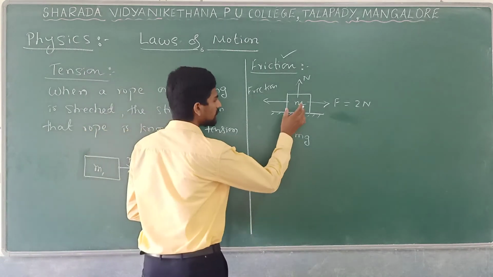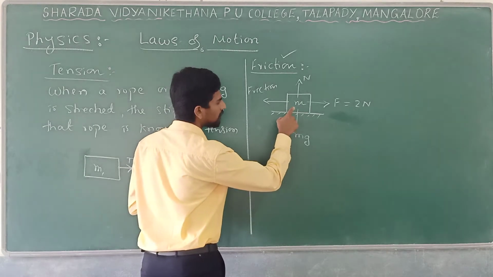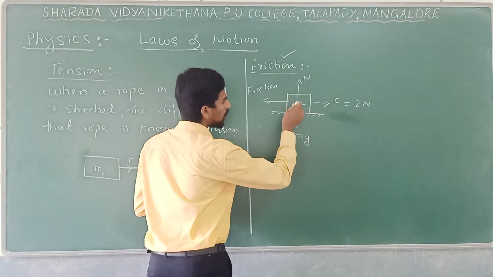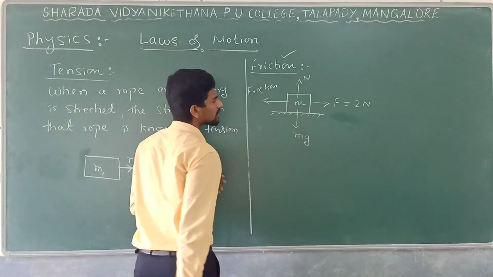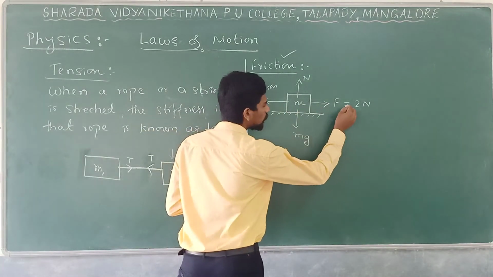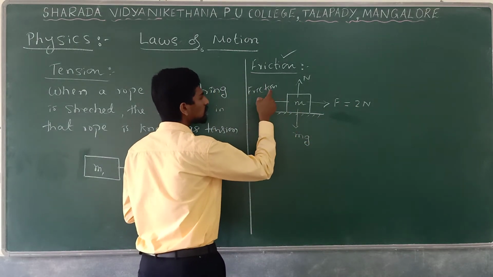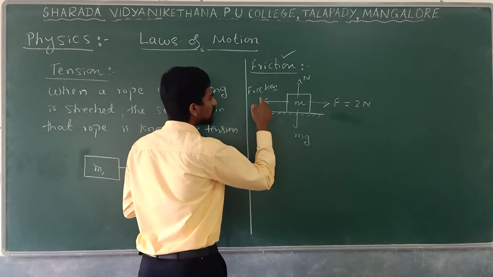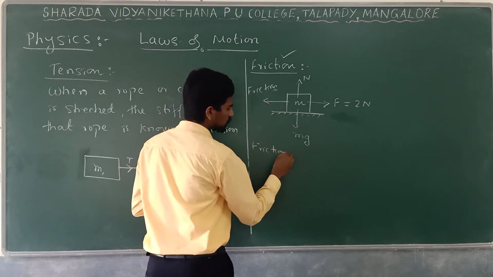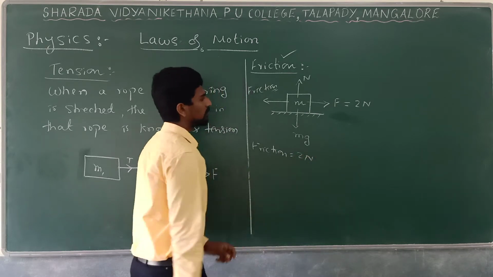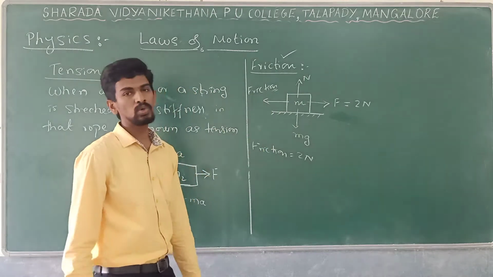Now here, this body is not moving. You can make out from the diagram that it is not moving. So the upward force is cancelled by mg. In the positive x direction, a force of 2 Newton is there, and it should be cancelled by a force in the opposite direction. What is there in the opposite direction? Friction. So what is the value of friction here? The frictional force should be equal to 2 Newton, because the body is not moving, so this 2 Newton is cancelled by that 2 Newton.